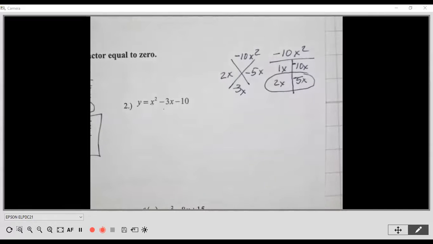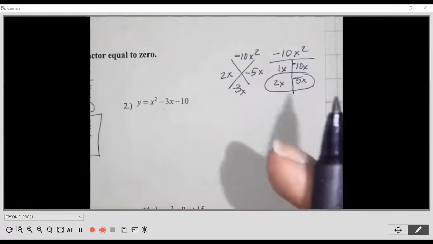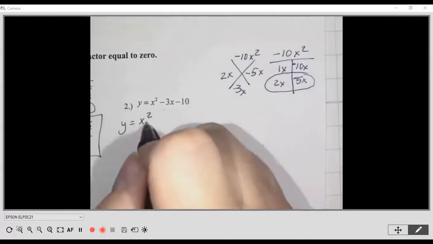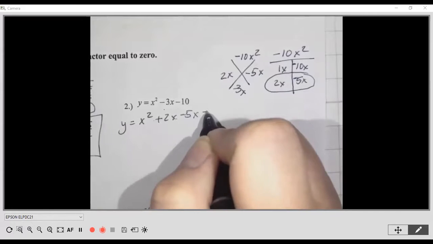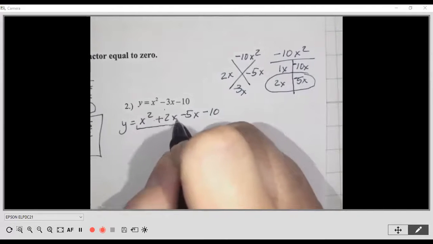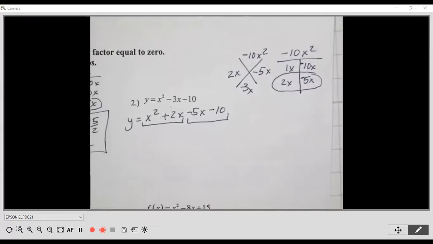And then I'll rewrite my quadratic with that middle term broken up into 2x and negative 5x. Y equals x squared plus 2x minus 5x minus 10. Okay, now I'll factor by grouping. X squared plus 2x is my first group. Negative 5x minus 10 is my second group.